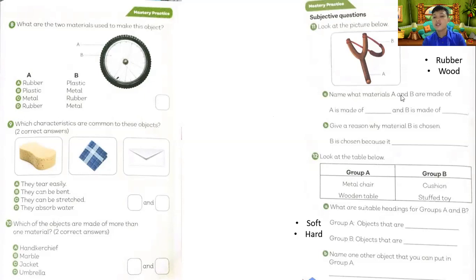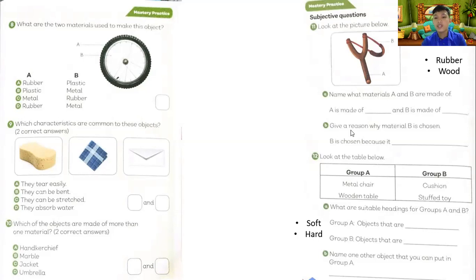Name what materials A and B are made of. Okay, so you choose here. Is this rubber or wood? Wood or rubber? Okay, what is this? Letter A, is this rubber? Then you write rubber here. Is this letter B rubber? Or is it wood? Then you write wood here. Okay, so you just choose here, rubber or wood. All right?